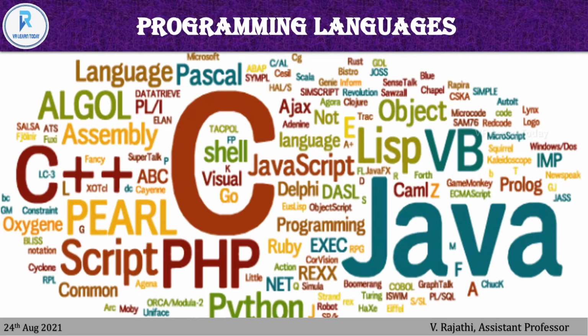So these are some examples of programming languages. There are plenty of programming languages available like C, C++, Java, VB, JavaScript, PHP, Python. So these are some examples of programming languages.